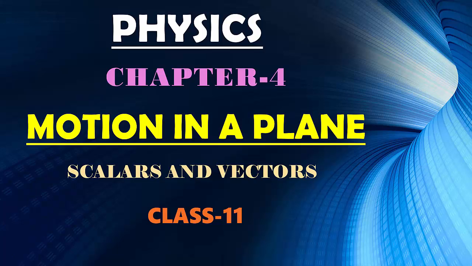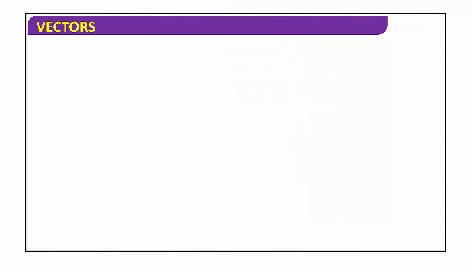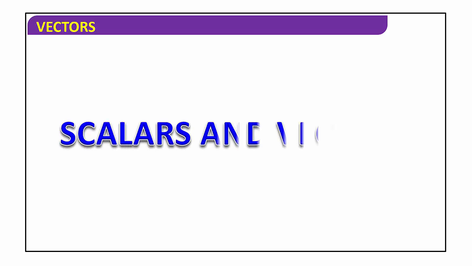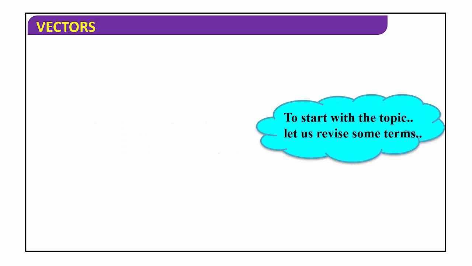To understand vector representation, first we have to know what are scalars and what are vectors. So let us start the video lecture on scalars and vectors. Let us start motion in a plane. Before going to understand the vector representation, first we have to know what are scalars and what are vectors. To start with the topic, let us revise some terms.